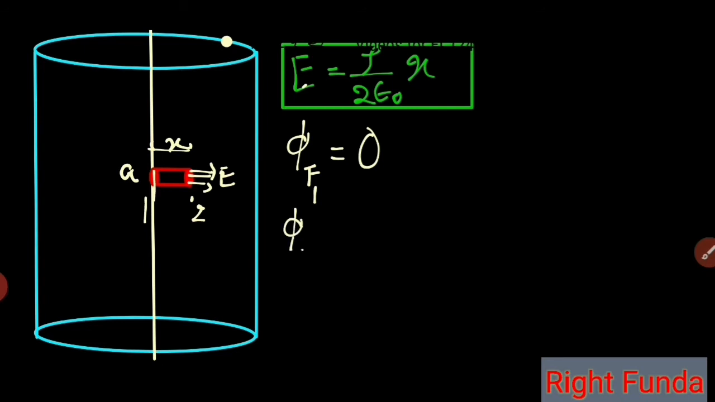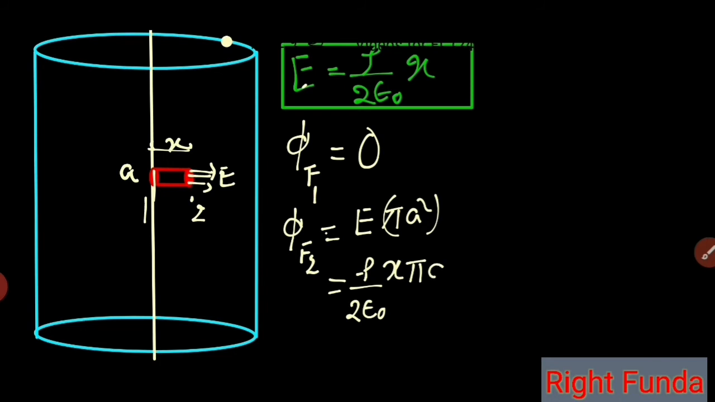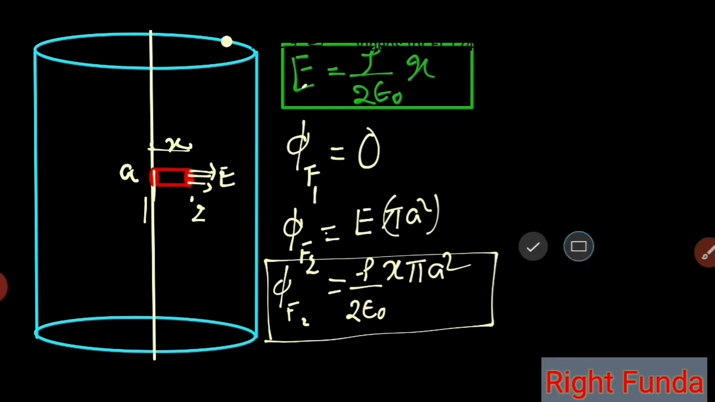The flux through flat surface 2 will be nearly perpendicular, because the field is radially outward and you have a very small region. So this will be equal to E into pi a square, where a is the radius of the cylindrical region considered. This is equal to rho by 2 epsilon naught into x into pi a square. This is the flux through the flat surface 2, so this is the total flux through both flat surfaces.